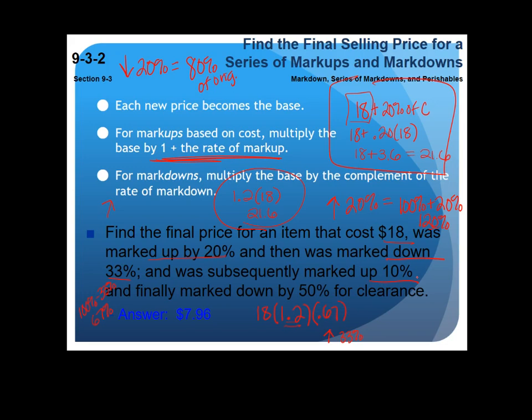and then it was marked up 10%. So really that's 100% plus 10% of that cost, which is really 110%, which is 1.10. So then I can multiply this by 1.10, or just 1.1. And then it was marked down 50%, so that's 100% minus the 50%, so it's really going to just be 50% of what it was. So times 0.50. And then if I multiply all those together, I get my final price, which was $7.96.